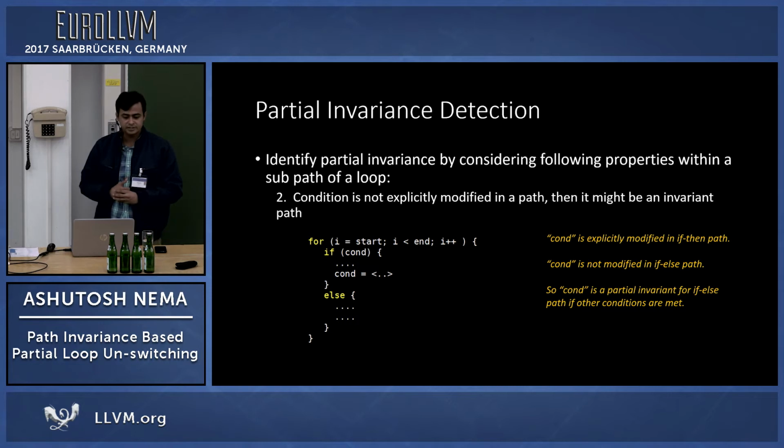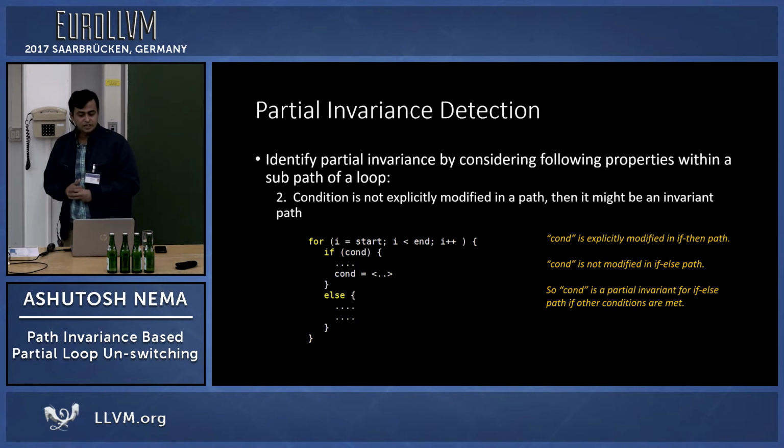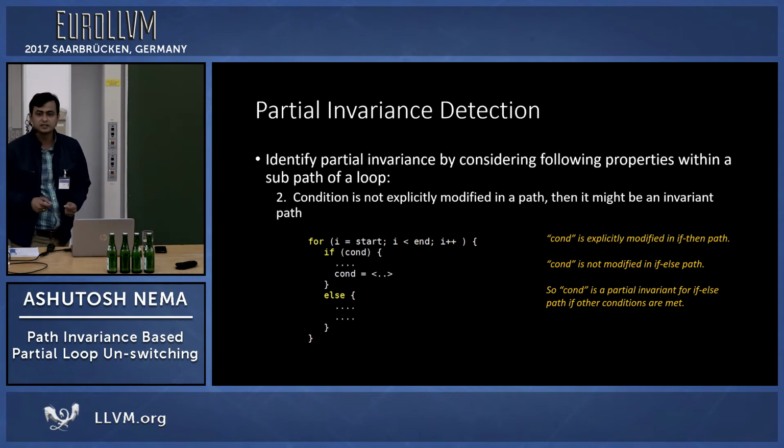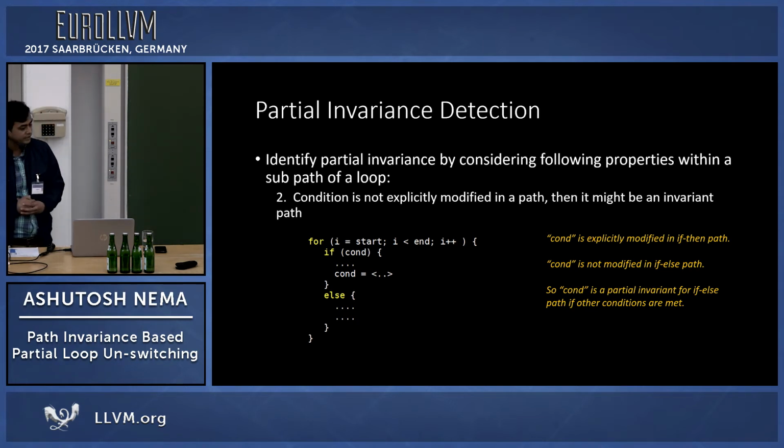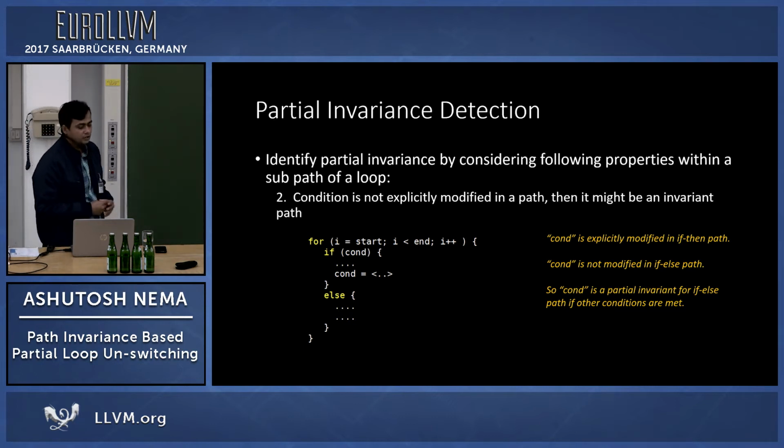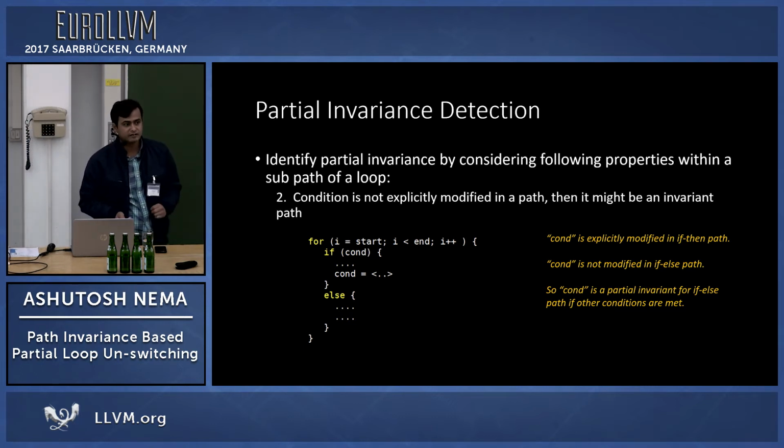If the condition is not explicitly modified in a path, then it might be an invariant path. So in this example, the condition is only explicitly getting modified in the if then clause. In the if else clause, it is not getting modified. So the else clause may be an invariant path, provided the other conditions are met.